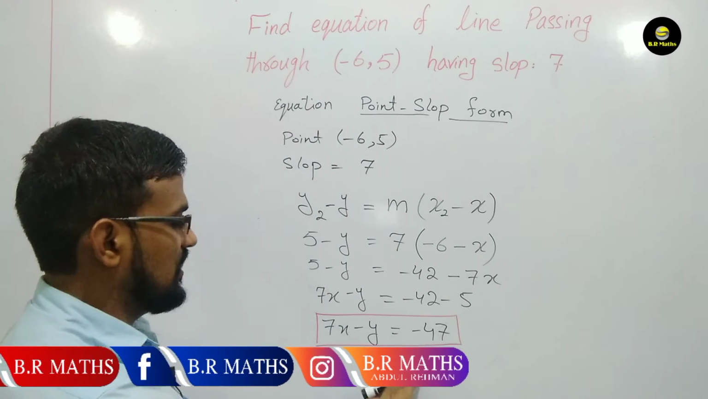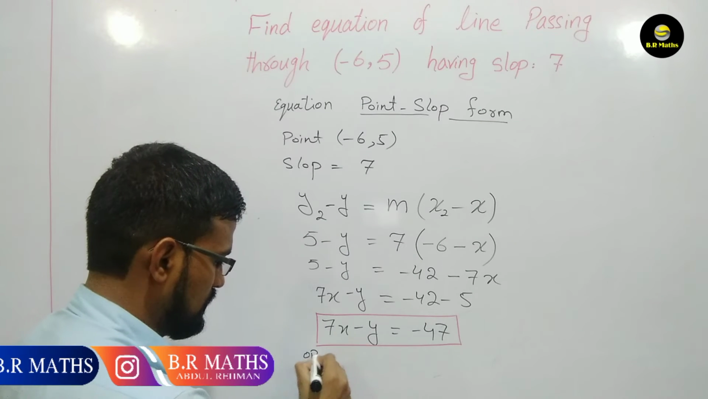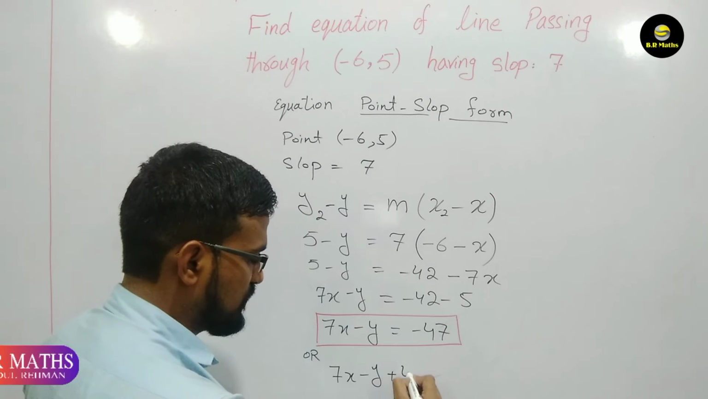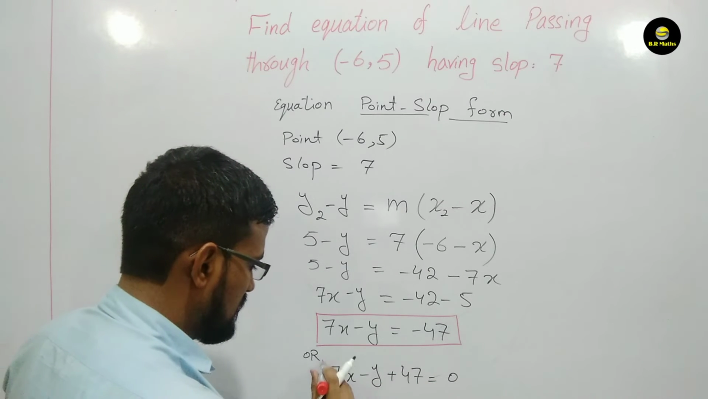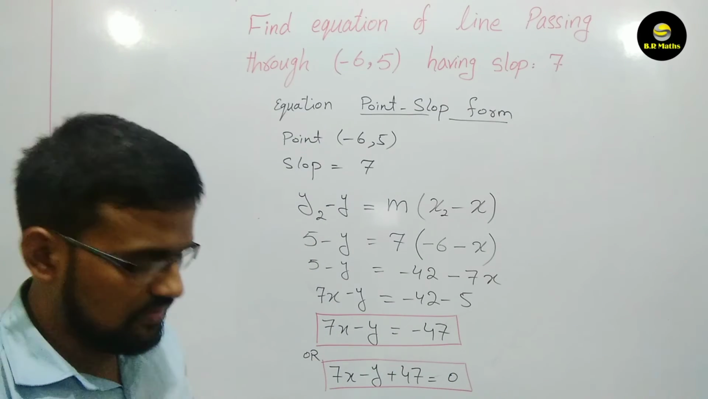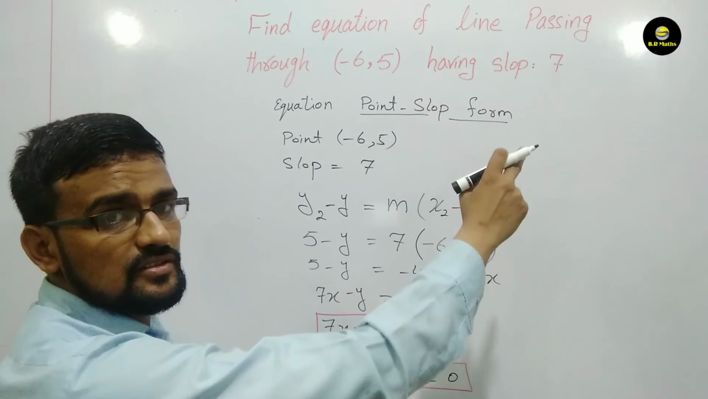This is a straight line. You can also write it in the form 7x minus y plus 47 equals 0. Okay, this one. Both are correct. So this is a very simple question, point and slope.